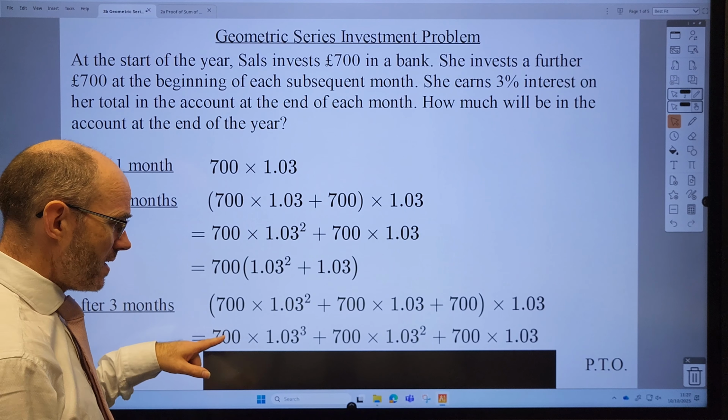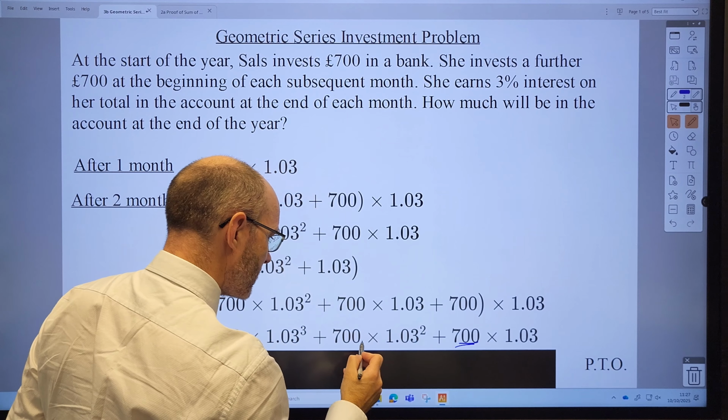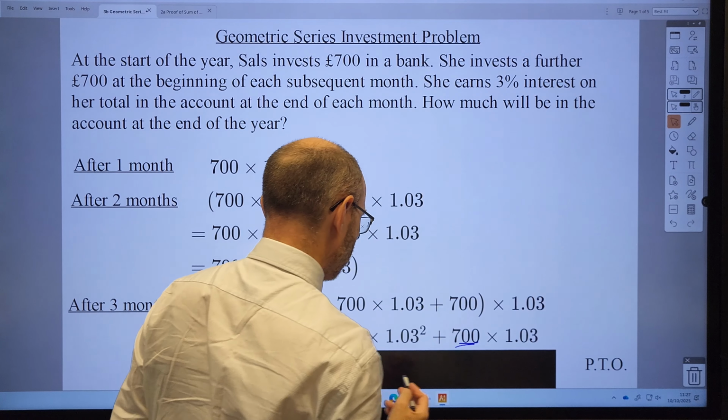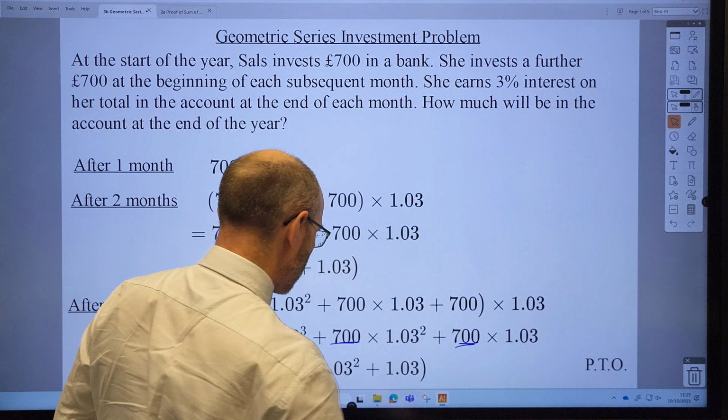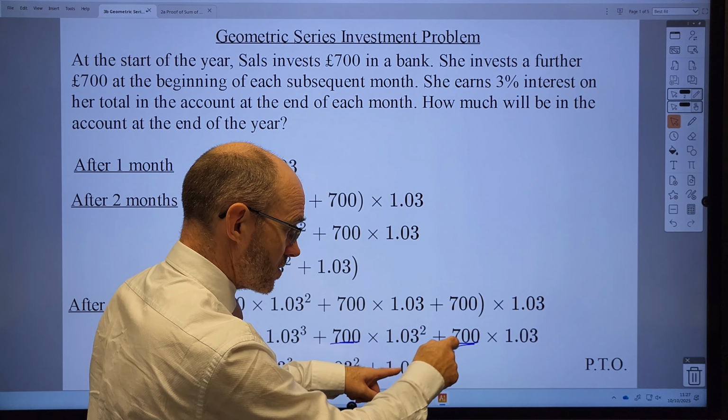So you've got 700 there, there, there. And what that means is because you've got a common factor of 700, you can factorise this 700 outside the brackets. And you're just left with that there: 1.03 cubed, 1.03 squared, 1.03.